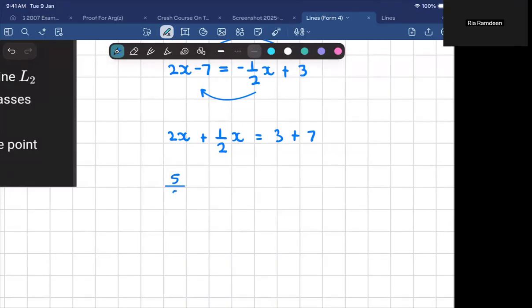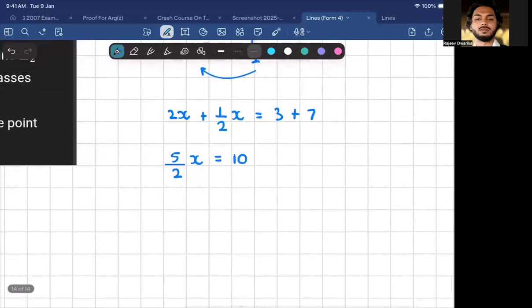You okay with that, Ria? And what is 3 plus 7? 10. What would I do next? Find x. How would I find x? We divide both sides by 5/2. Yes, you're correct. Now, dividing by 5/2 is the same thing as multiplying by what?